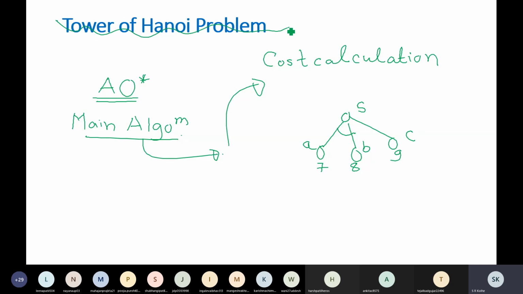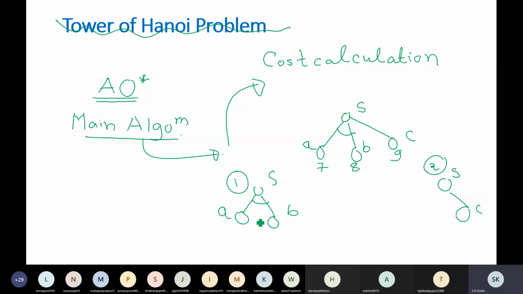Two paths are there. First path is from S through A and B. This is one way you can reach the goal. Second one is from S, C. You can reach C. This is the second alternative.